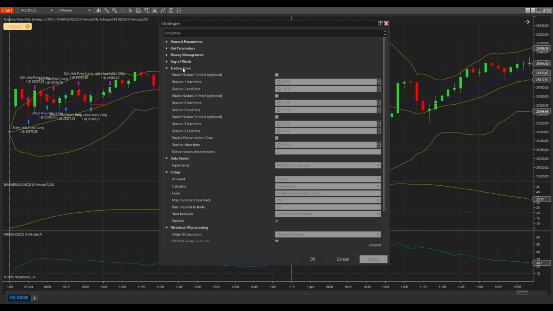Enable exit on session close lets you exit positions before the session ends. Set session close time and exit on session close minutes. The strategy exits positions within that many minutes before the close time. If all trading session clocks are turned off, the auto strategy will trade without time restrictions.